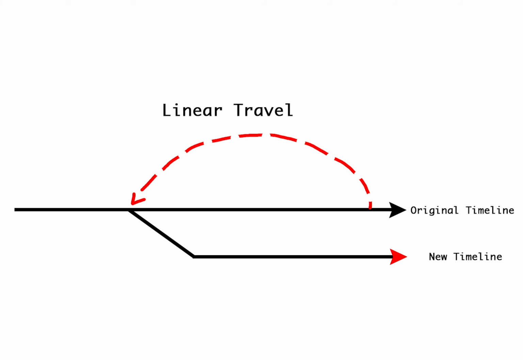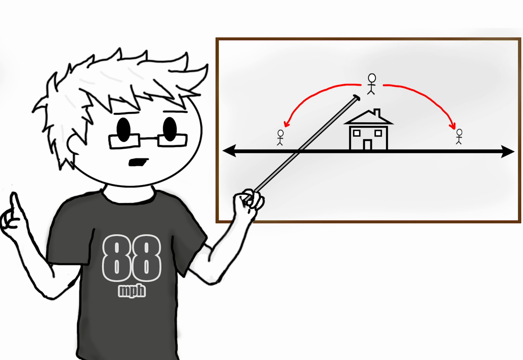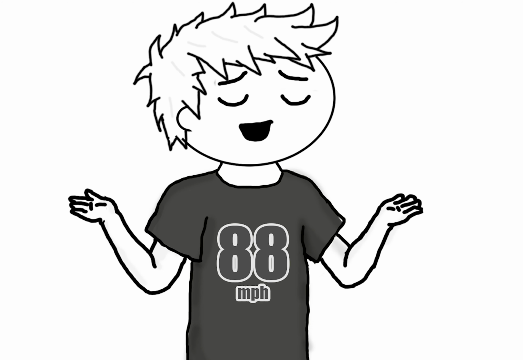Now, linear travel is pretty simple. Seriously, it's just traveling backwards or forwards in time once, then most of the time returning home. That's it. Told you it was simple.